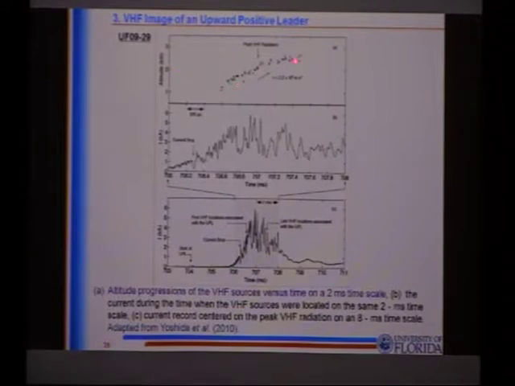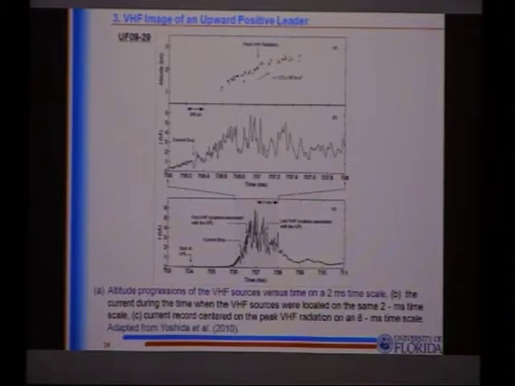And in this case, the broadband interferometer developed by Osaka University was used, and the sources were propagated upward. The corresponding currents again were in kiloamps range. So if positive leader produces sufficiently large currents with impulsive components, as seen here, it will radiate as strongly on VHF as negative.